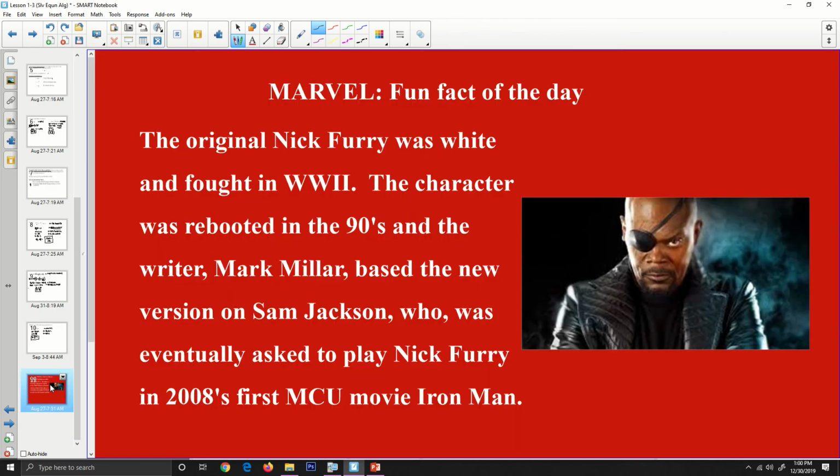Marvel fun fact of the day: the original Nick Fury was white and fought in World War II. The character was rebooted in the 90s, and the writer Mark Millar based the new version on Sam Jackson, who was eventually asked to play Nick Fury in 2008's first MCU film, Iron Man.